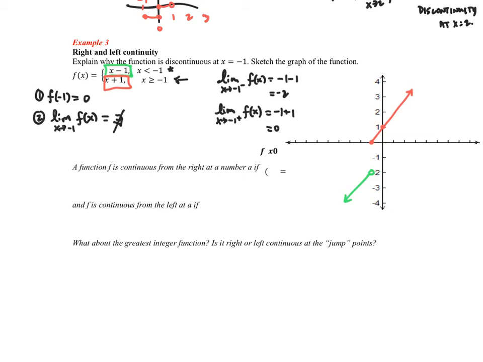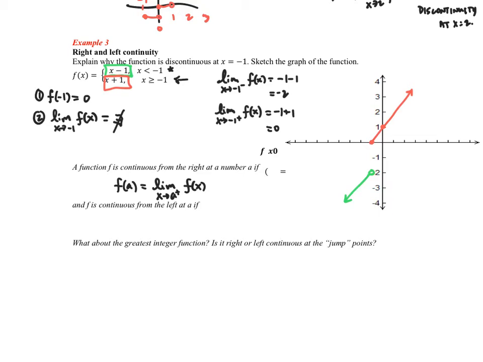So you can see the discontinuity here, right? We can see that the value exists, the limit from the right and the limit from the left exist, but the limit doesn't exist at that value. Okay, a function is considered continuous from the right, okay, in this case, or in any case for that matter, if f of a equals the limit as x approaches a from the right of f of x.